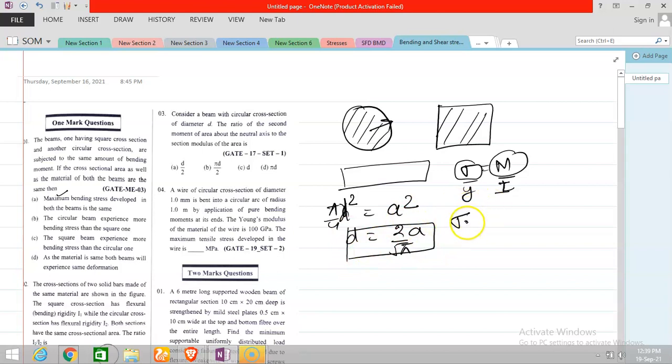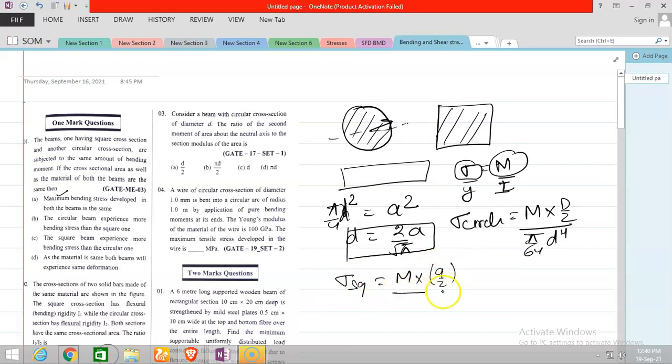Now sigma in circle is M, that is given, Y is d by 2, divided by I. What is the value of I? I about this line is pi by 64 d raised to the power 4. Okay, sigma of square is M into a by 2 divided by 1 by 12 into a raised to the power 4. So it is 6 M by a cube, and this is 32 M by pi d cube. Sorry, this is small d cube.